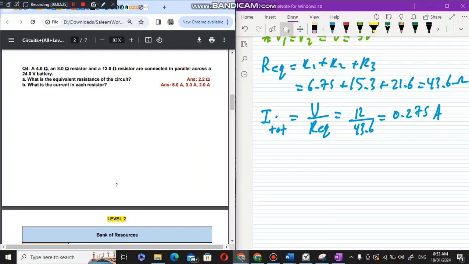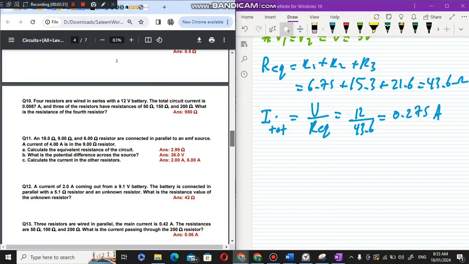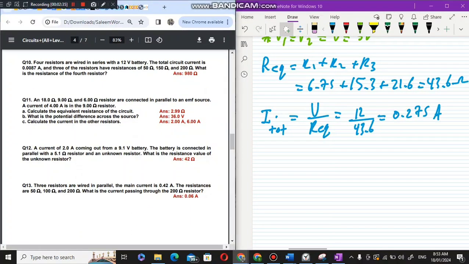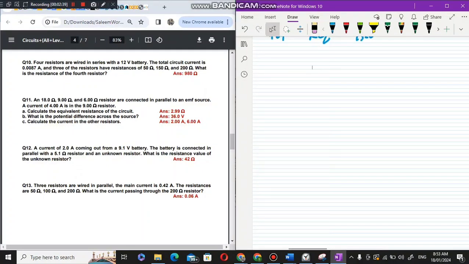Okay, connected in parallel, what's the equivalent resistance? Okay, this is easy. Okay, this is 9. Question 11. So in question 11, we don't know what the voltage of the source is. And we have the following givens.